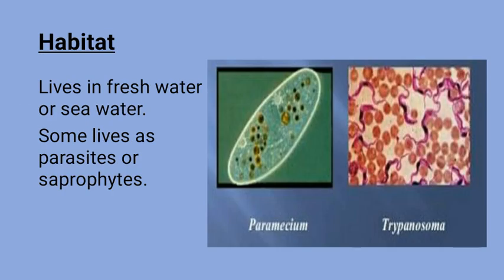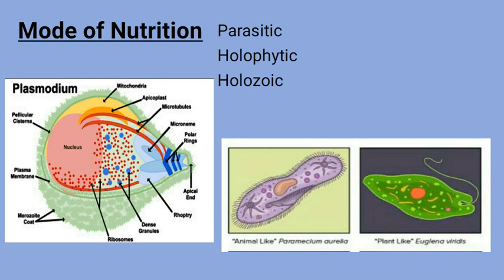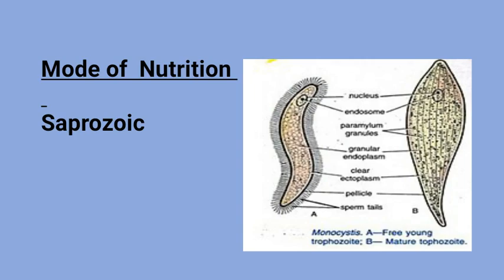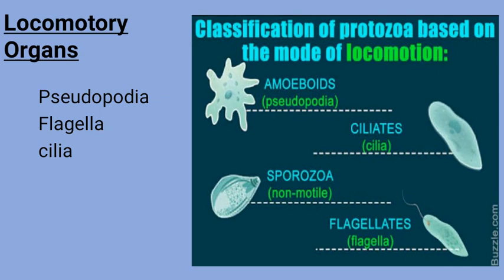Now let's talk about their habitat. Protozoa live in freshwater or seawater, and they also live as parasites and saprophytes. Their mode of nutrition is basically parasitic, for example Plasmodium, or holozoic like Paramecium, and holophytic, for example Euglena. Then there are also Protozoa which live as saprozoic, feeding on dead organic matter.